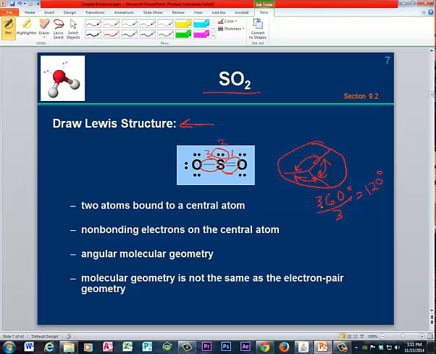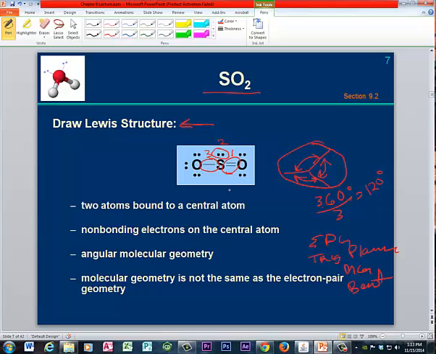So what have we got for sulfur dioxide? What you'll have to do on the test is count up the things around the central atom. Don't worry about the non-bonding pairs on the satellite atoms. It's only the central atom. So this will be 1, 2, 3 things around the central atom. We have a trigonal planar electron pair geometry, and the molecular geometry is bent or angular.